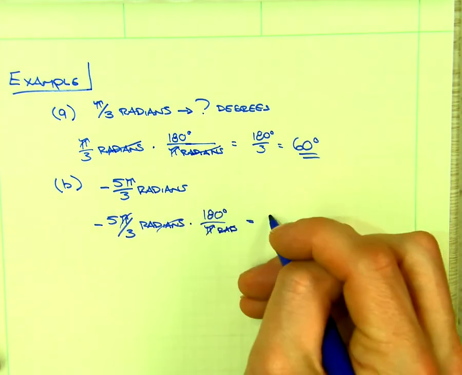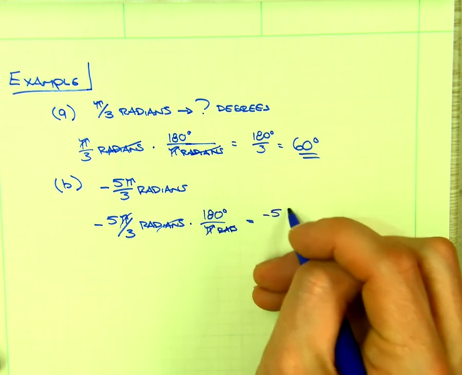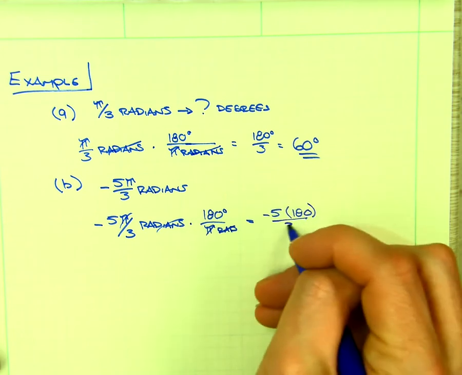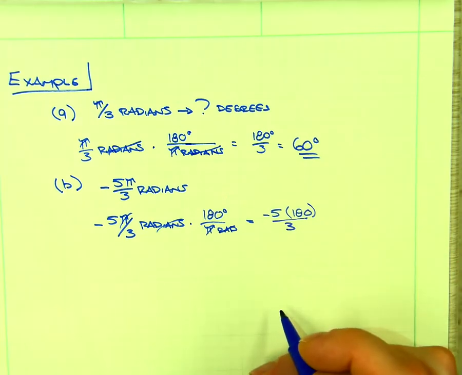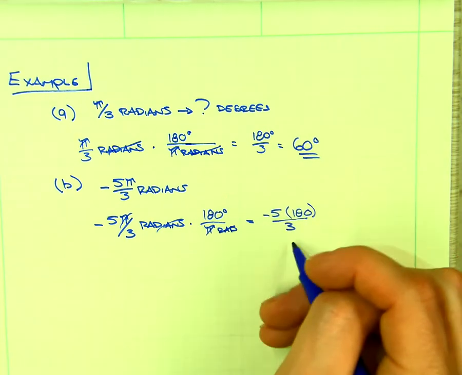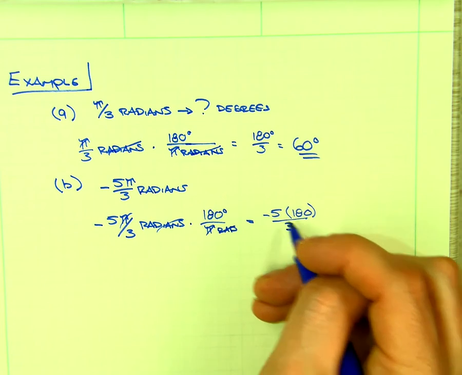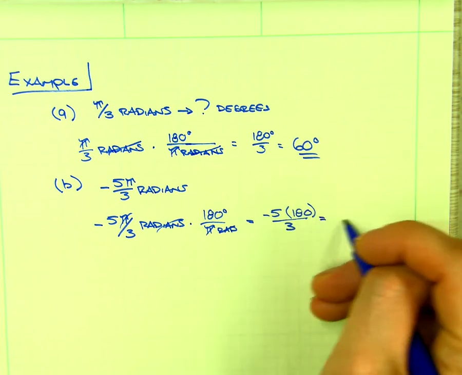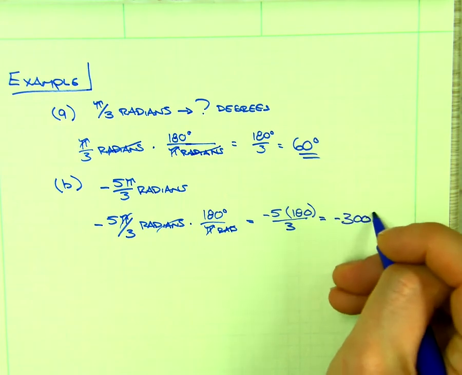And so up top I get negative, I'm going to go through this in a couple steps, negative 5 times 180 divided by 3. And if I simplify this, I can take 180 divided by 3, that's 60 times negative 5. I just end up with negative 300 degrees.